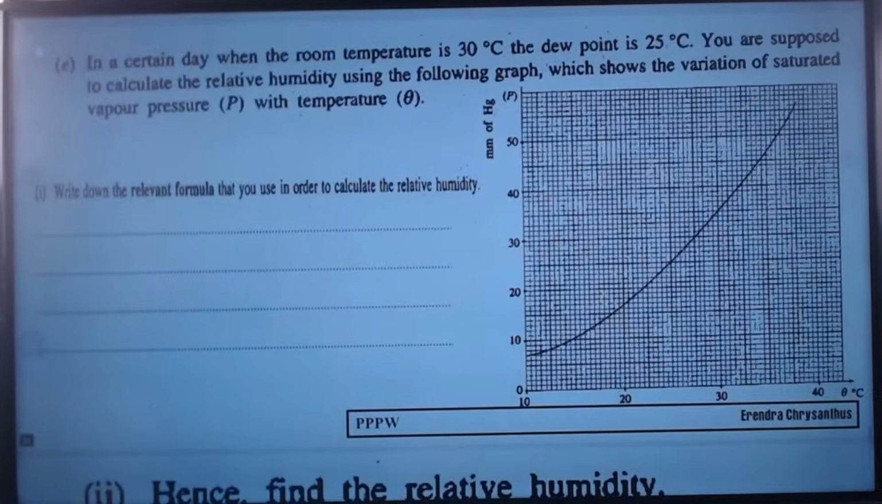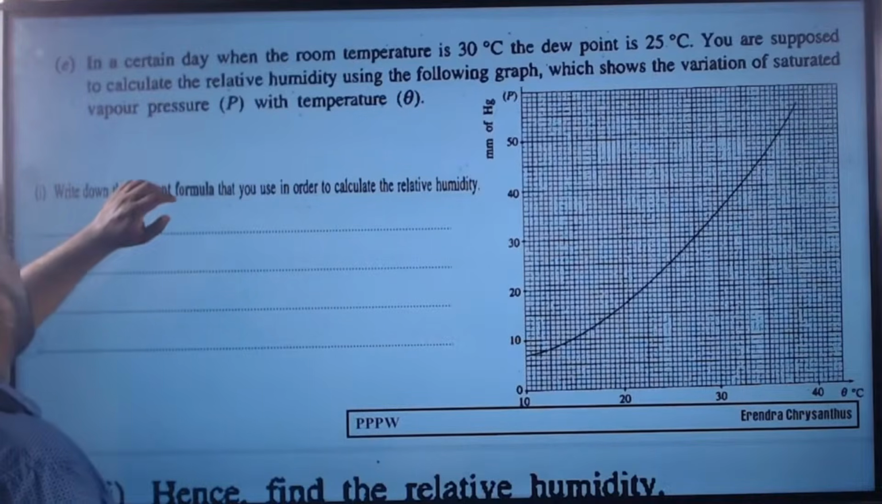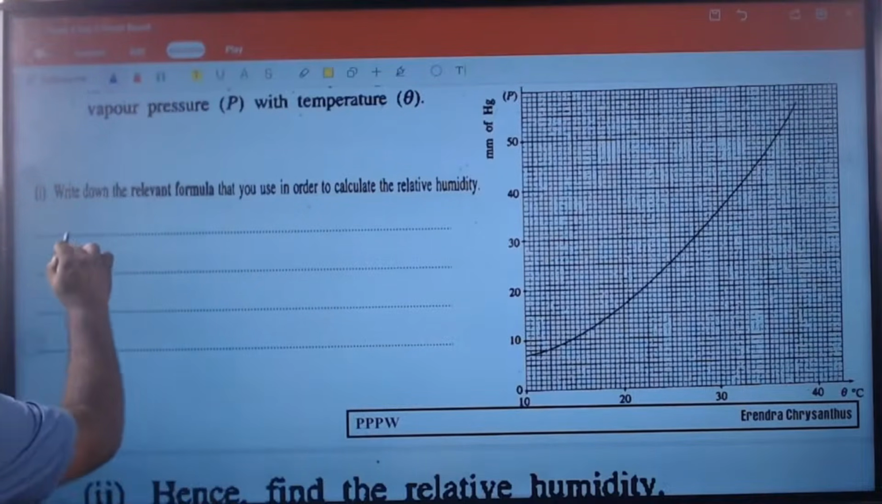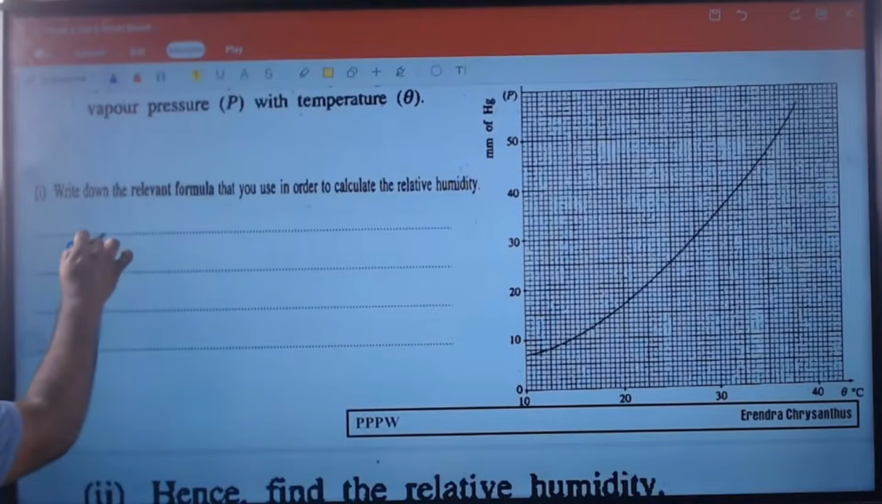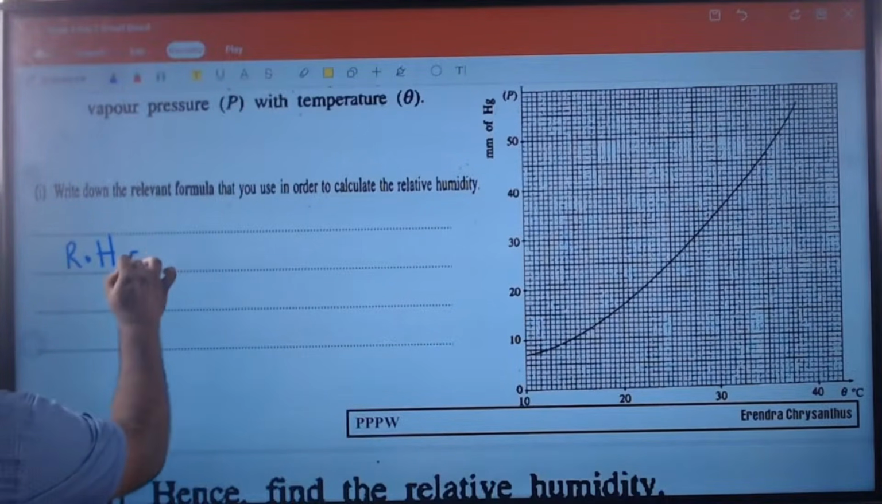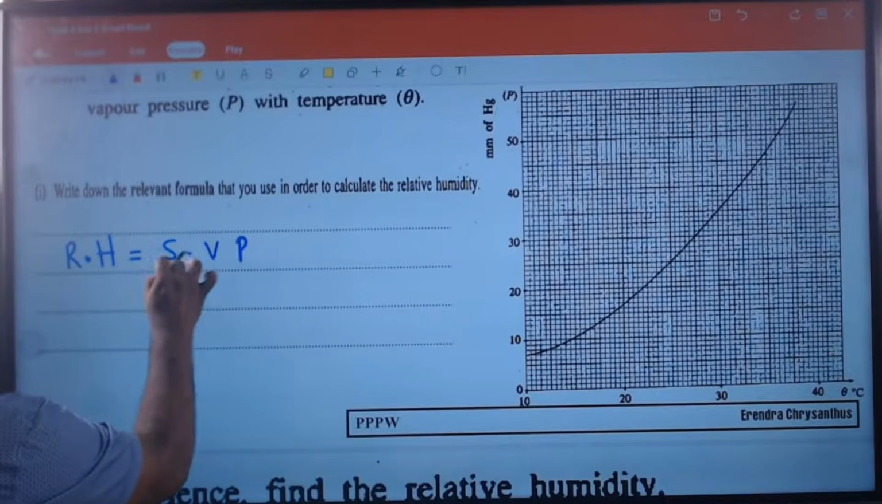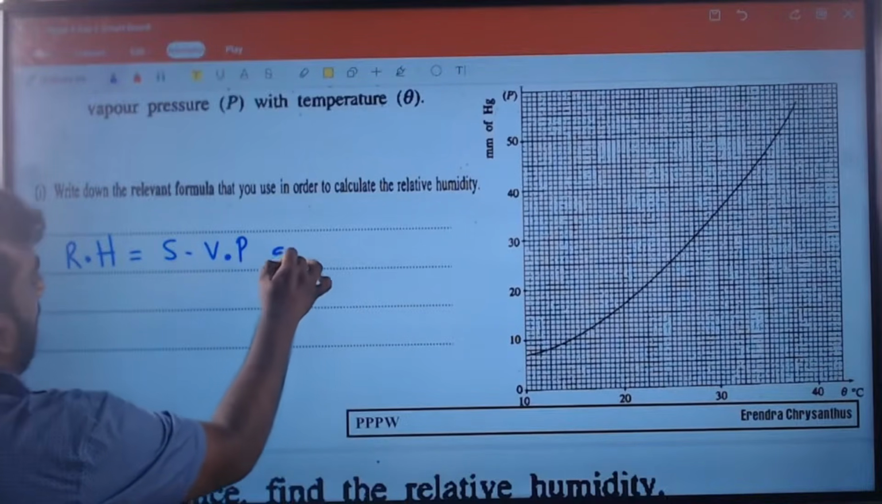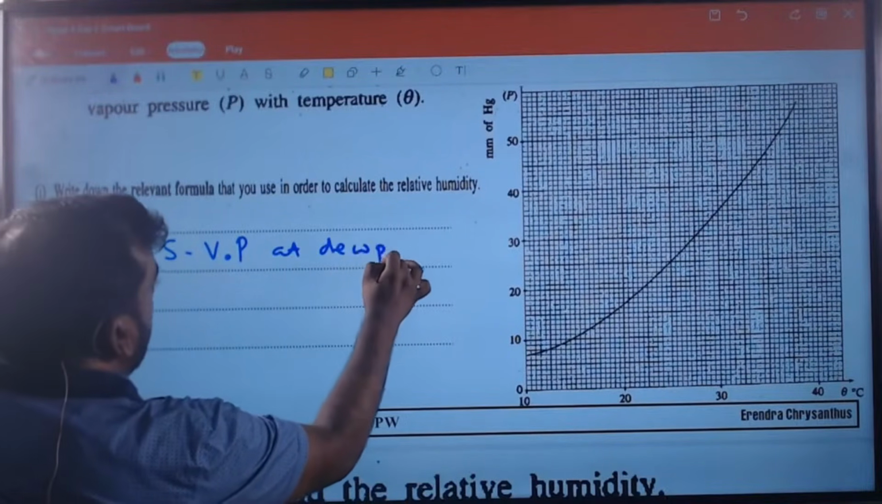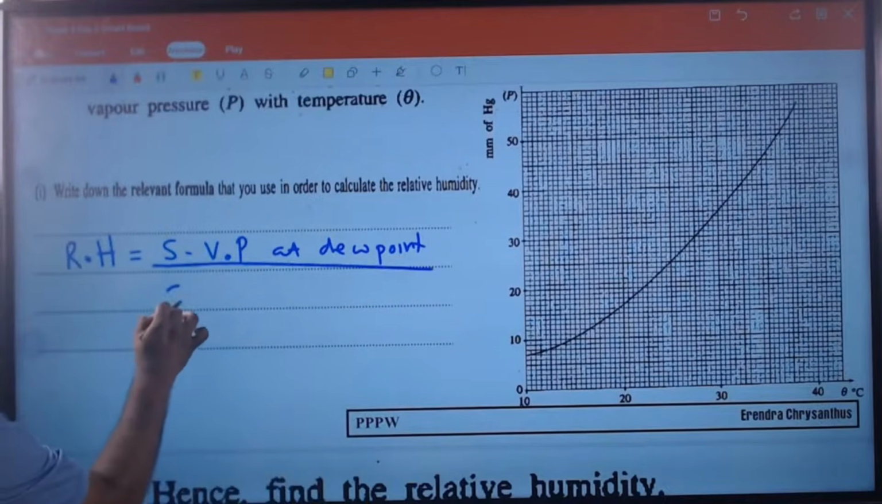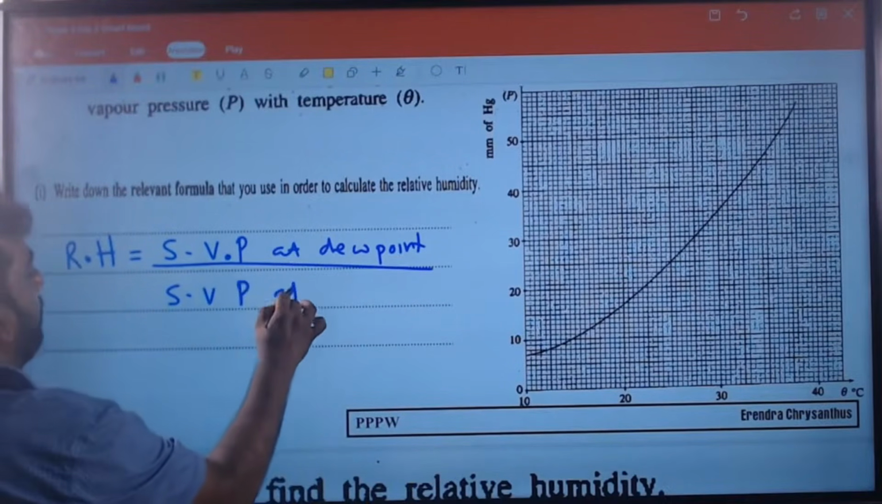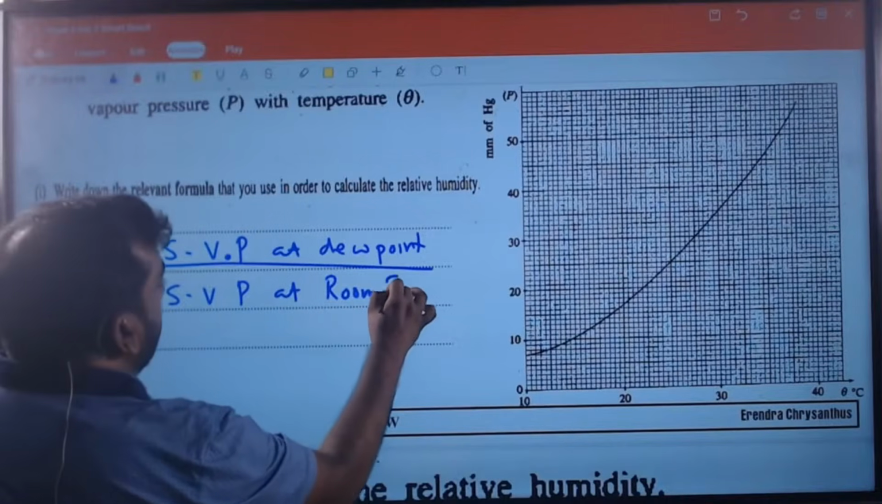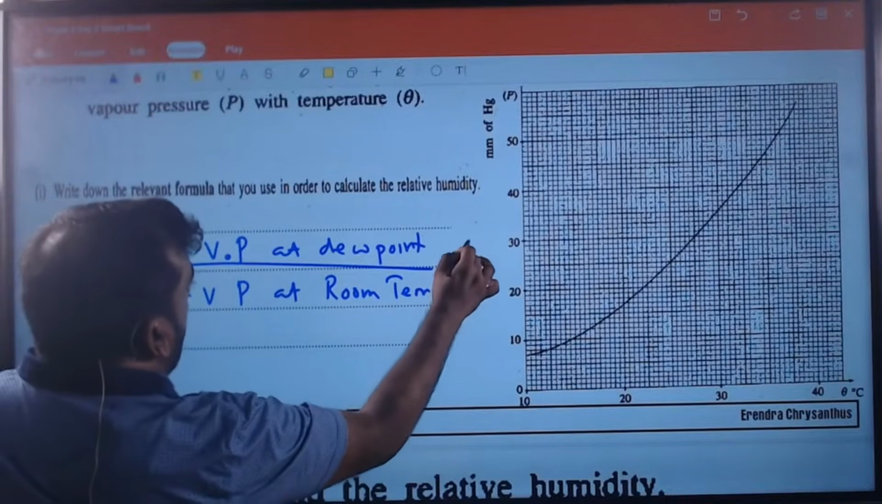On a certain day, room temperature is 30, dew point is at 25. Find the relevant formula to find the relative humidity. Again, short form. On exam day you must write the full one. SVP, saturated vapor pressure at dew point, divided by SVP, saturated vapor pressure at room temperature, multiplied by 100.